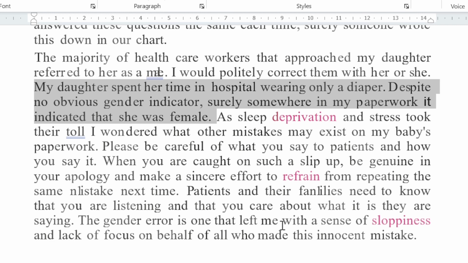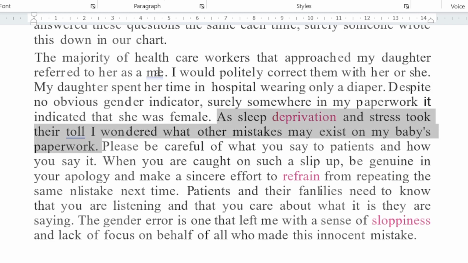As sleep deprivation and stress took their toll, I wondered what other mistakes may exist on my baby's paperwork. So the speaker was feeling tired and stressed and she started worrying if there were any other errors on her baby's paperwork made by the hospital staff.